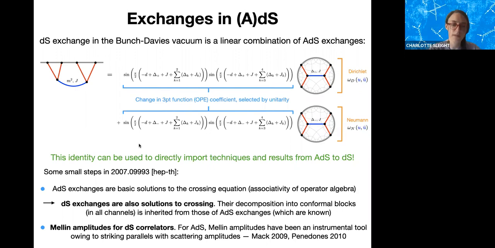So apart from properties, we can also import technology. And using this identity in our recent paper, we used it to define Mellin amplitudes for boundary correlators in de Sitter. And the motivation is that at least in anti-de Sitter space, Mellin amplitudes have proven to be an instrumental tool owing to the striking parallels that they have with flat space scattering amplitudes. And so the hope would be that through this identity, we might be able to develop a similar level of intuition for boundary correlators in de Sitter.